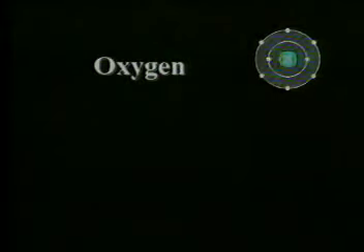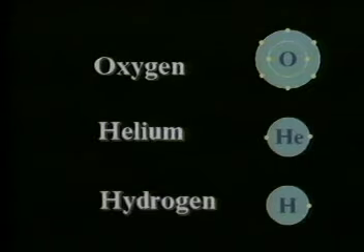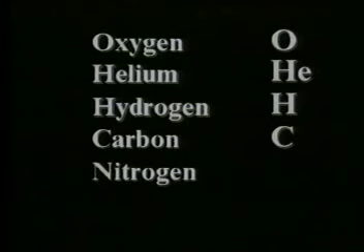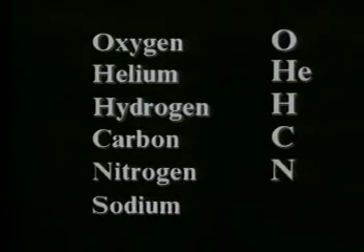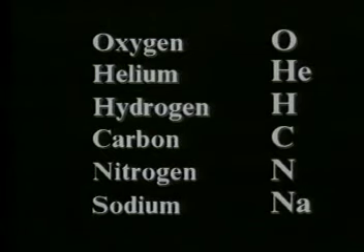Each element is represented by a different chemical symbol. The symbol for oxygen, for example, is O, helium is He, hydrogen is H, and so forth. Often the chemical symbol is the first 1 or 2 letters of the name, as is the case of oxygen, helium, hydrogen, carbon, and nitrogen. But there are exceptions. The symbol for sodium, for example, is Na, taken from the Latin word natrum.